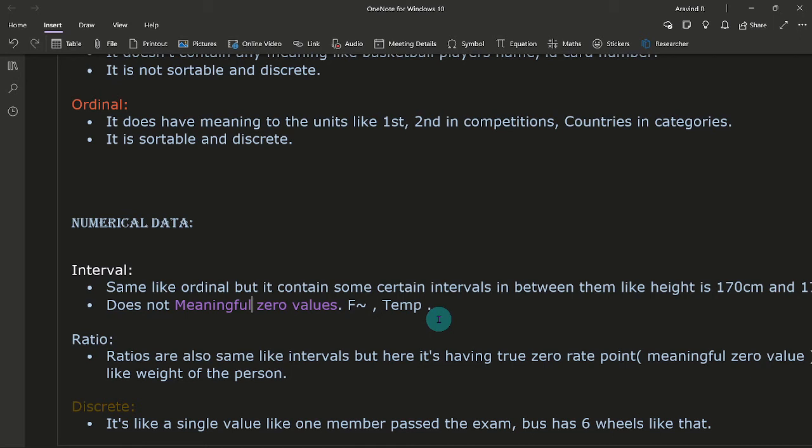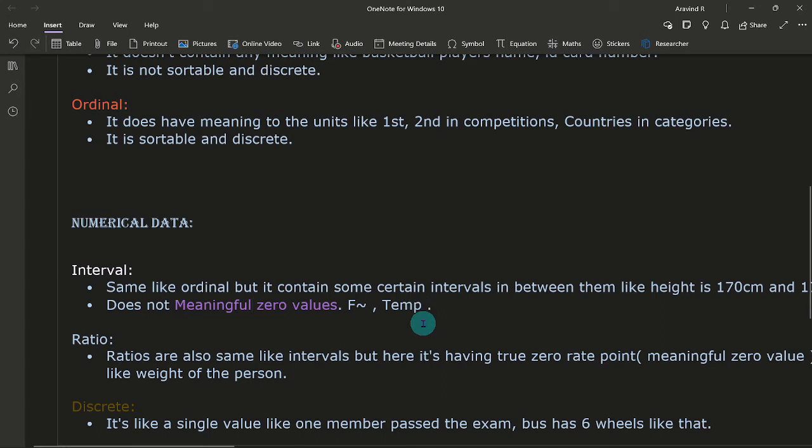meaning on that. Okay, if I give my age once, I will tell that particularly my nail size is 0.2. That has no meaning actually. There is no true zero point. If zero is present here, it has some value there. So it does not have meaningful zero values, like Fahrenheit temperature.